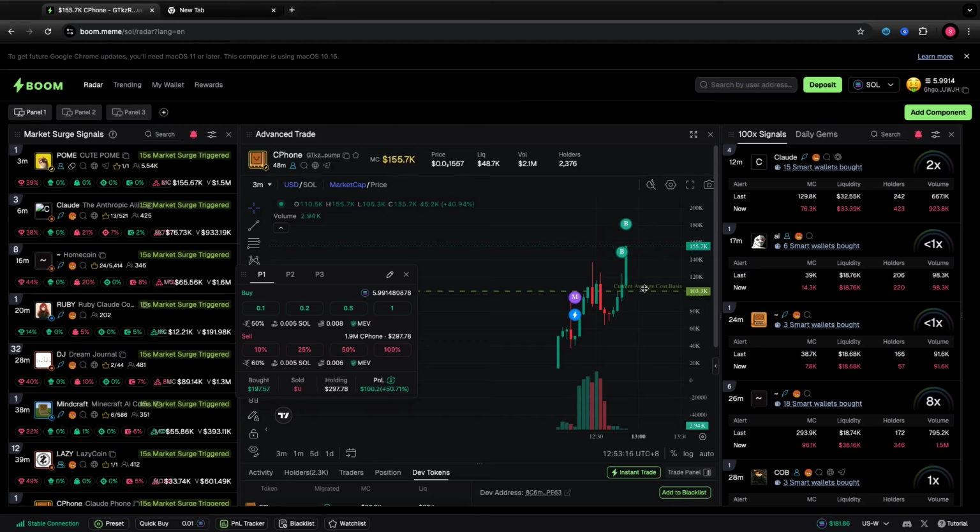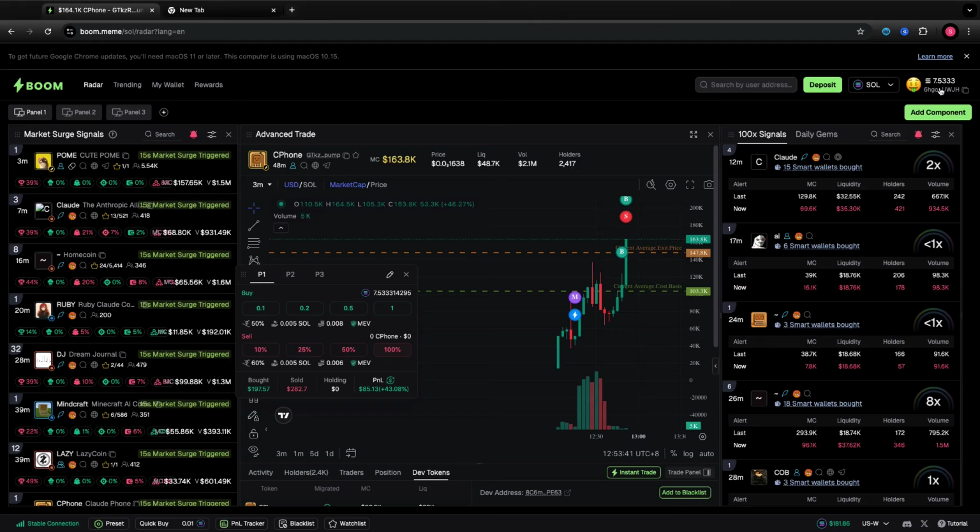So what I'm going to do is I'm going to use the method of scaling in. So basically I've made $100 in less than a minute, so let me just take my profits right there. So boom, I cashed out, I sold. I was only aiming for like $100, and yeah, my PNL has increased. As you can see right over here, I've got 7.5.